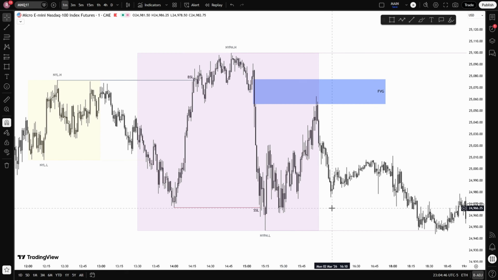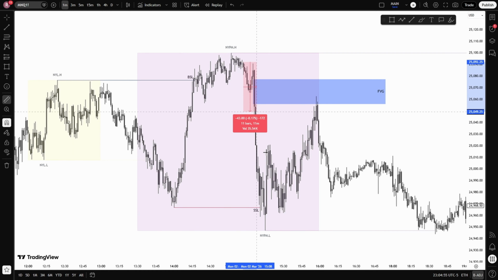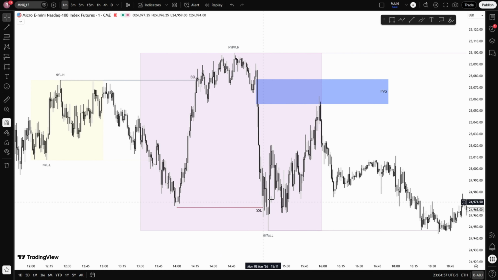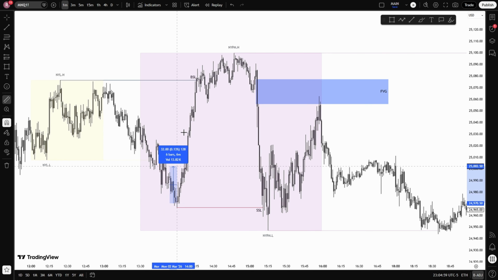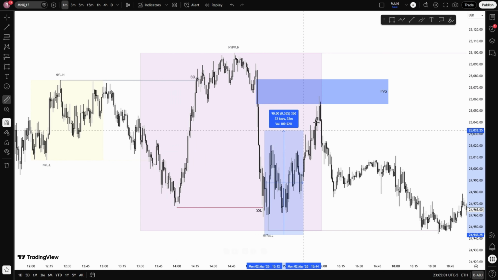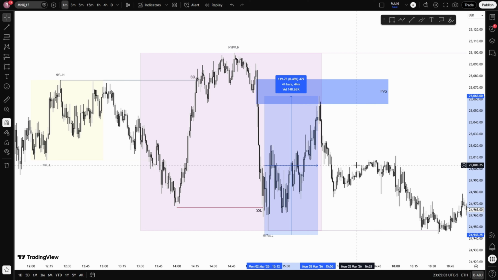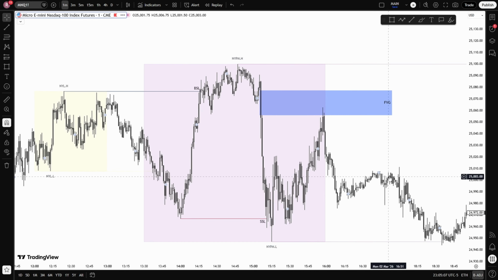Now, putting those two together, what is the relationship between them? The market really only does two things. It either reaches for old highs or old lows, which is external range liquidity, or it seeks to rebalance inefficiency, which is internal range liquidity in the form of a fair value gap. Understanding this makes price action much simpler.